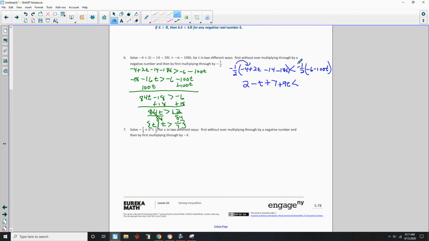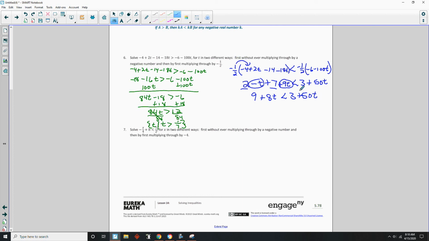Okay, less than. Negative times a negative is positive. Half of 6 is 3. Negative times a negative is positive. Half of 100 is 50. So I get 2 minus t plus 7 plus 9t is less than 3 plus 50t. Combine like terms. 2 plus 7 is 9. Minus t plus 9t is 8t, is less than 3 plus 50t.